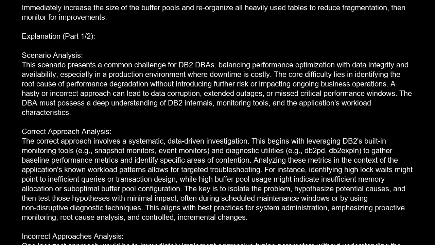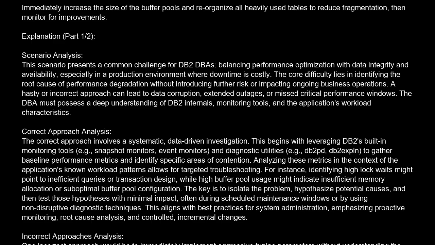Analyzing these metrics in the context of the application's known workload patterns allows for targeted troubleshooting. For instance, identifying high lock waits might point to inefficient queries or transaction design, while high buffer pool usage might indicate insufficient memory allocation or suboptimal buffer pool configuration. The key is to isolate the problem, hypothesize potential causes, and then test those hypotheses with minimal impact, often during scheduled maintenance windows or by using non-disruptive diagnostic techniques. This aligns with best practices for system administration, emphasizing proactive monitoring, root cause analysis, and controlled incremental changes.